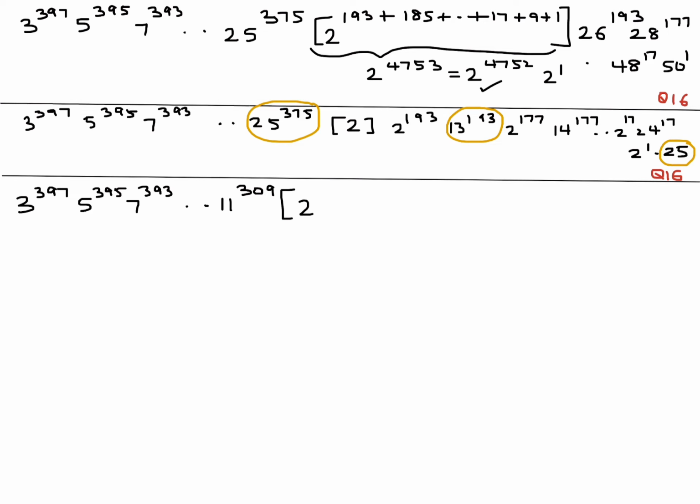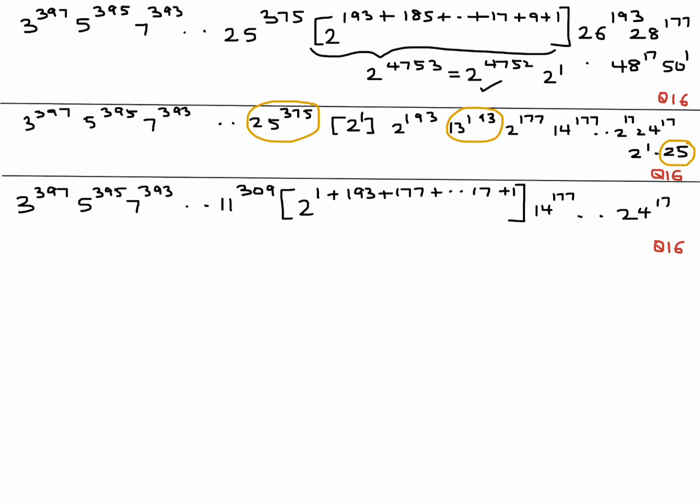So now let's combine the 2. Don't forget about the 2 that was right here. And then we're going to have to add 193 plus 177, and then all the way down to dot, dot, dot, 17 and 1. And then over on this side, we're going to have remaining 14 to the power of 177, and then you're going to have dot, dot, dot, all the way till 24 to the power of 17. And we are still in a Q16 situation right here.